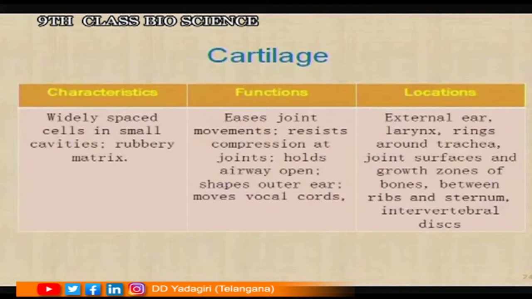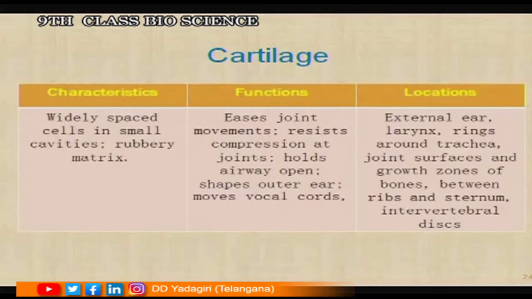This cartilage also has a main function: it moves our vocal cords. Vocal cords are present in our larynx. We also call it a sound box. So, the cartilage present in the vocal cords helps us to talk.